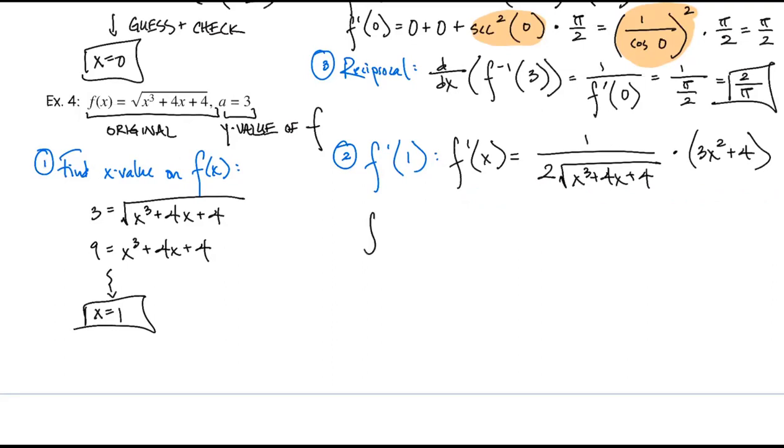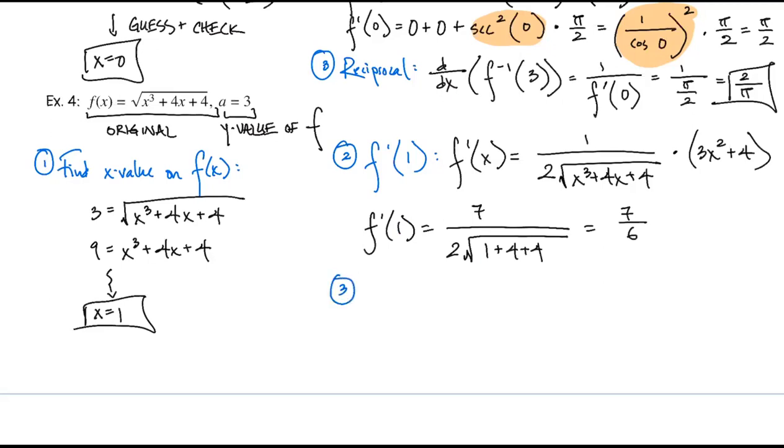All right, let's plug in our 1. Let's see what happens. So I have 3 times 1 is 3 plus 4 is 7 over 2. And square root of that is going to be 1 plus 4 plus 4. And so I will get 7/6 as that derivative. Okay.